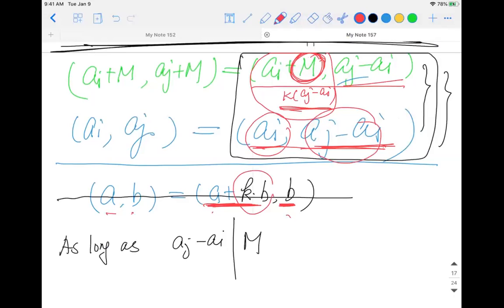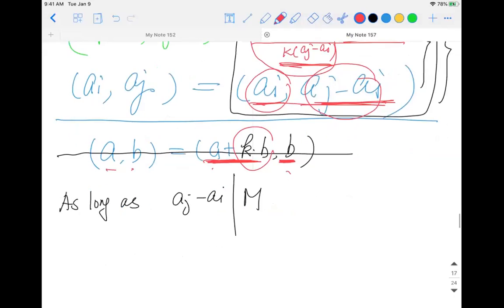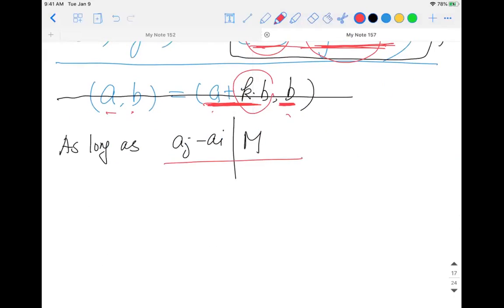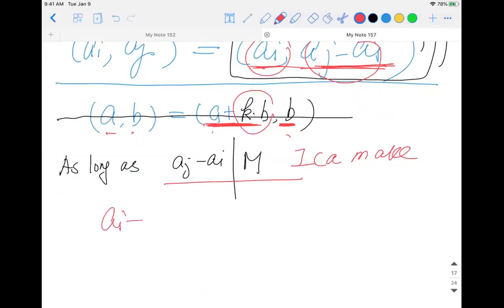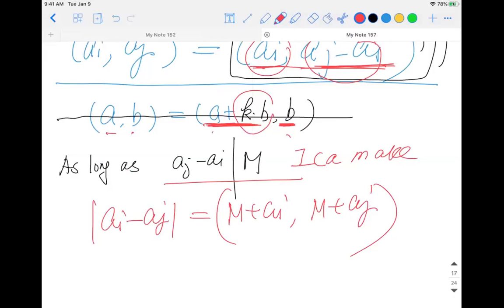So far, so good? Do you follow me? We're almost there. As long as AJ minus AI is a divisor of M, I can make sure these two guys are the same. So therefore, these two guys are the same. Is that right? You guys follow me? So therefore, the absolute value of AI minus AJ will be M plus AI, M plus AJ. Is that right?